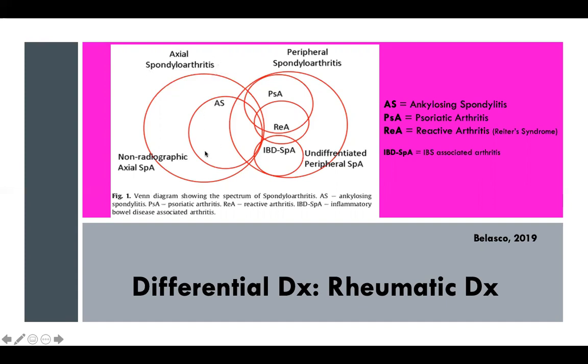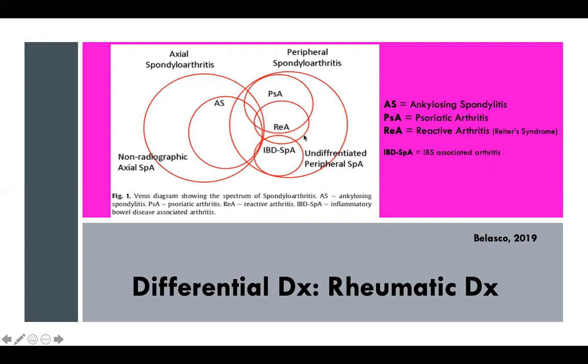And as you can see, ankylosing spondylitis is one of those that we will discuss. There are also spondyloarthritis or spondyloarthropathies that affect more peripheral joints. And the two that we're going to highlight out of these Venn circles are going to be psoriatic arthritis here and reactive arthritis, also known as Reiter syndrome.